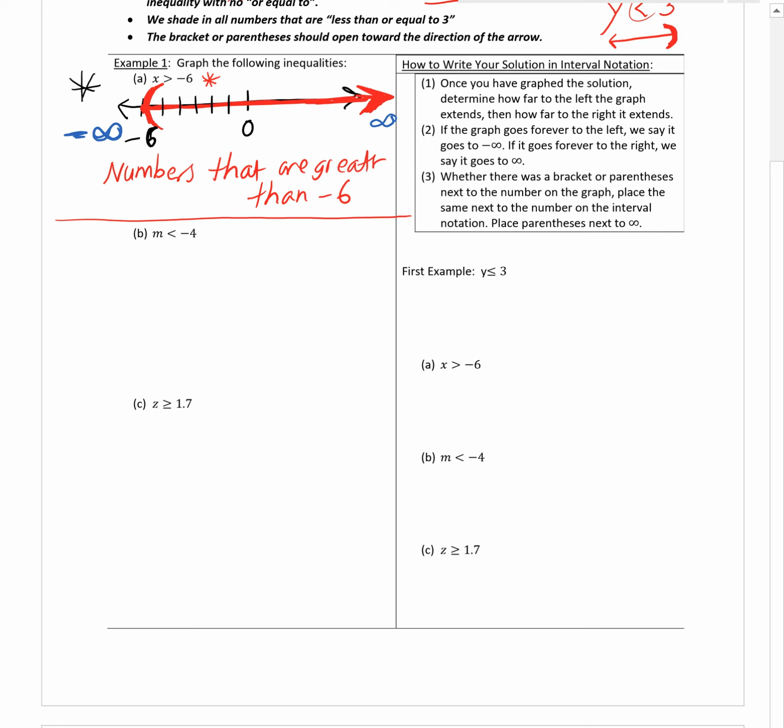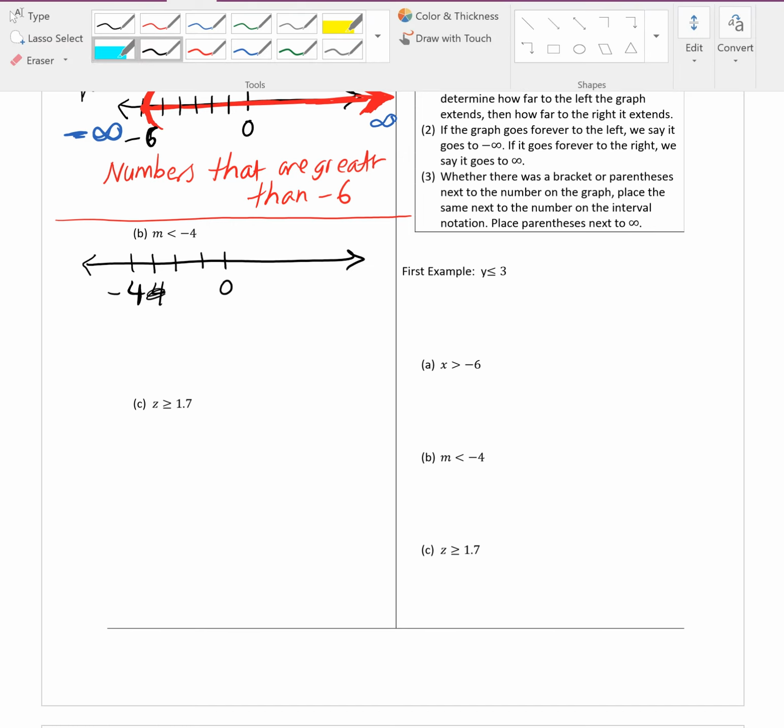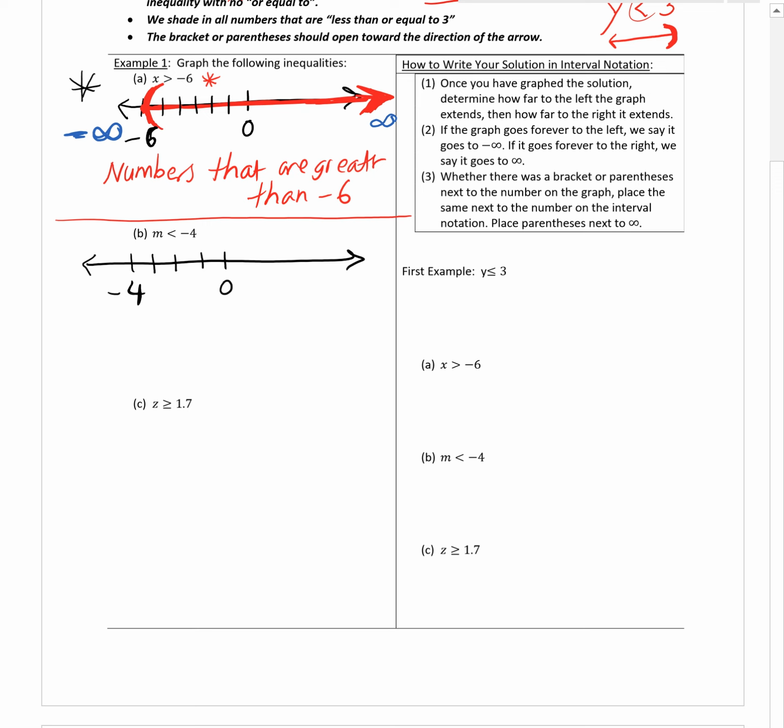Let's try the next one. We got m is less than -4. So this is another one where, as long as you show zero in the middle, -4 would be 4 off to the left here. Wait, 0, oops, I can't count. Sorry, you guys. 4 off to the left. You don't really have to label the ones in between or the numbers to the right of 0. The main thing is, where's -4?